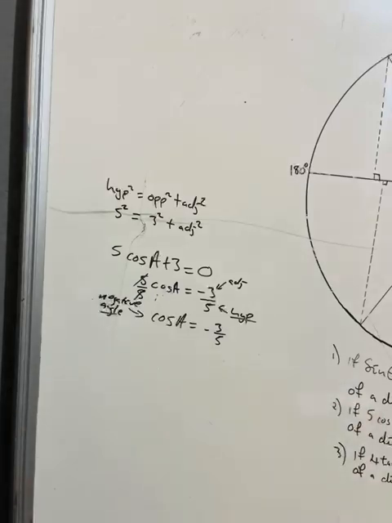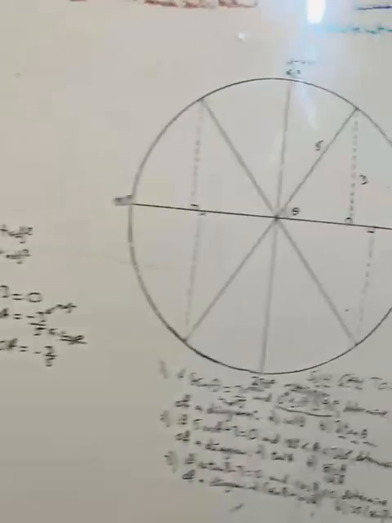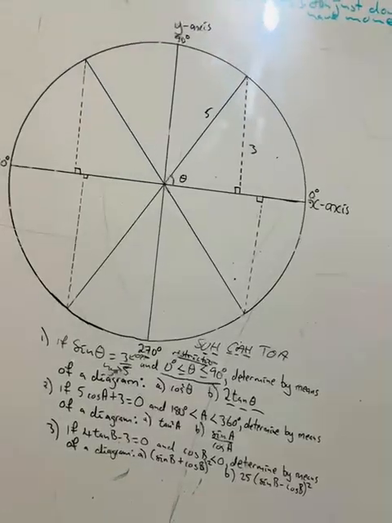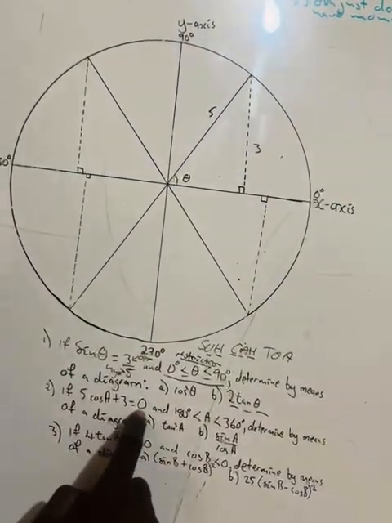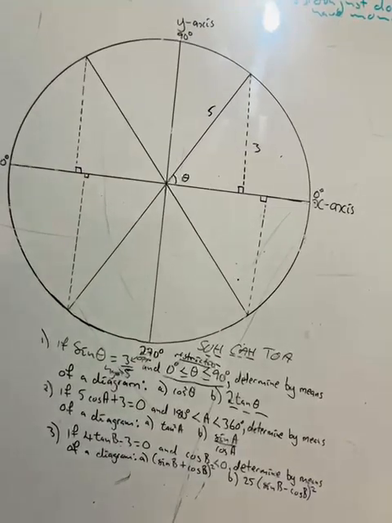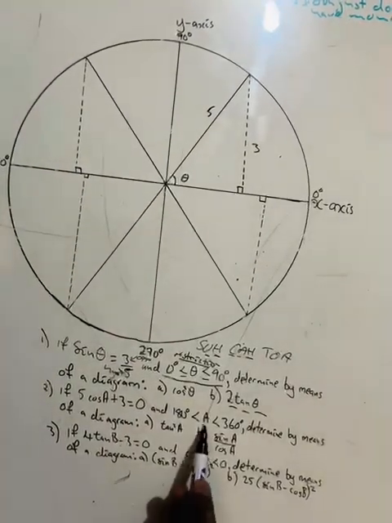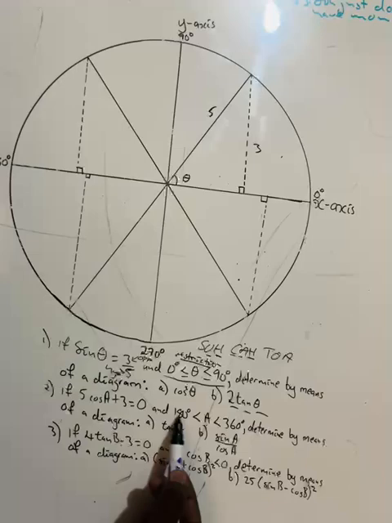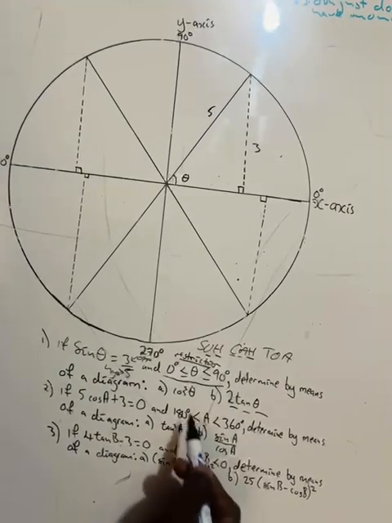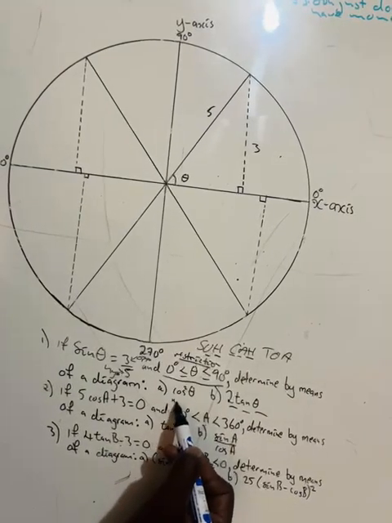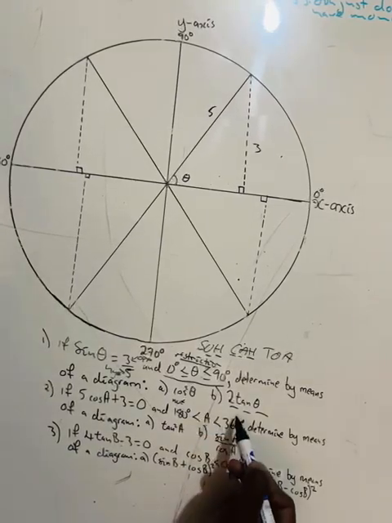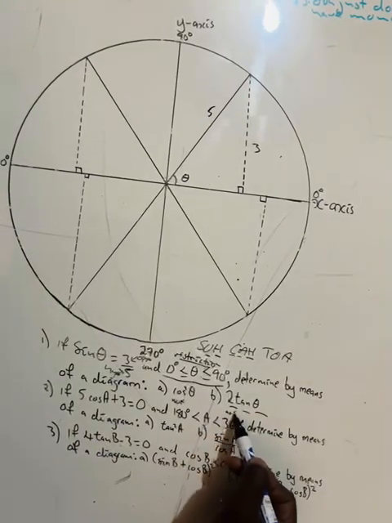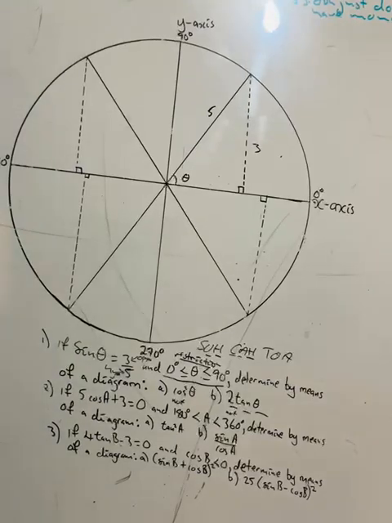But let's continue with the question, right? Remember, the question gives us a restriction. So when we continue, we have determined that 5 cos A plus 3 is equal to 0, and here is our restriction. A is more than 180 degrees, but the 180 degrees is not included, and A is less than 360. 360 is not included. What does it mean on our Cartesian plane?